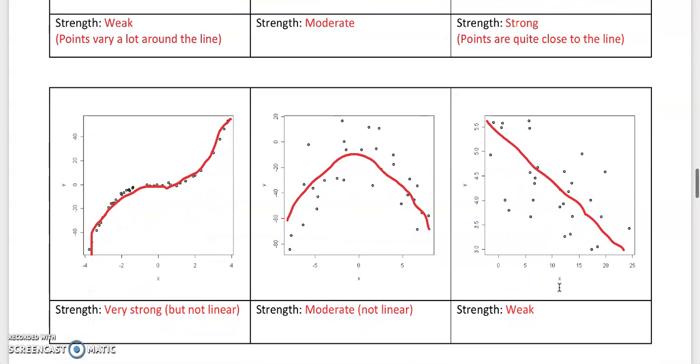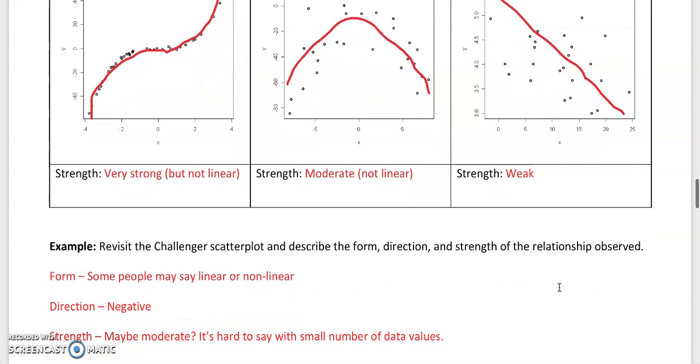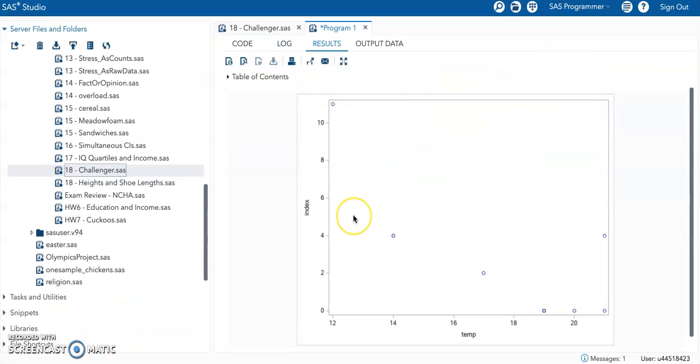All right. So again, we can talk about the form, we can talk about the direction, and we can talk about the strength. So if you revisit the Challenger scatter plot, we've got it here. If we look at the form, it's a little hard to tell. When I've done this in the past, some people will say linear. They'll say you can draw a line like this that looks like it fits the pattern fairly well. Some people might say nonlinear, like they think there's a curved pattern showing up. I think both of those are reasonable. We don't have a ton of data here, and so it's hard to really get a good sense of the pattern. So you could probably go either way.